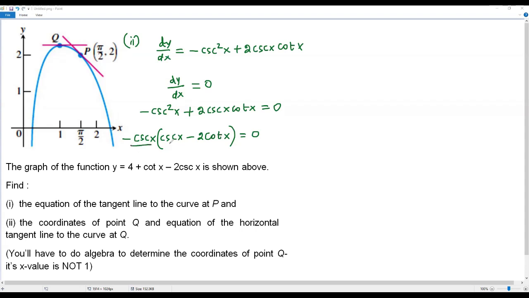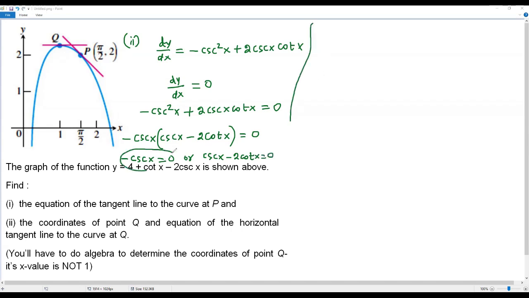Okay, here the product of two quantities equals 0. So either the first quantity, that is negative cosecant x, equals 0, or the second quantity, cosecant x minus 2 times cotangent x, equals 0. Okay, so let me continue the stuff over here.